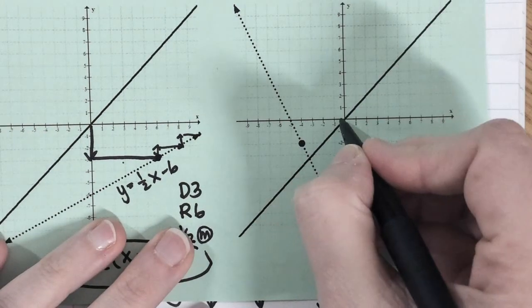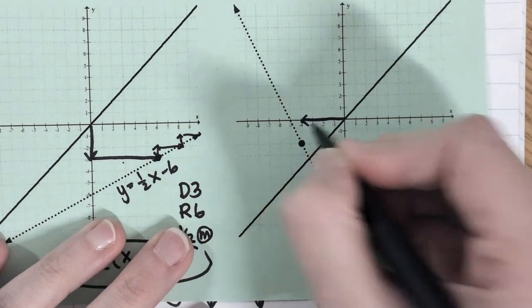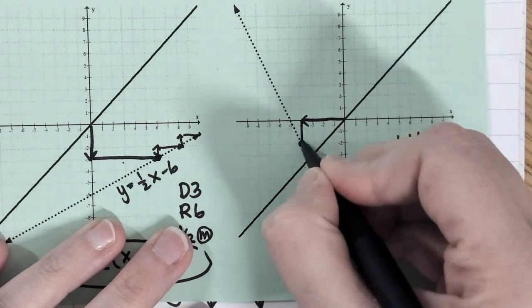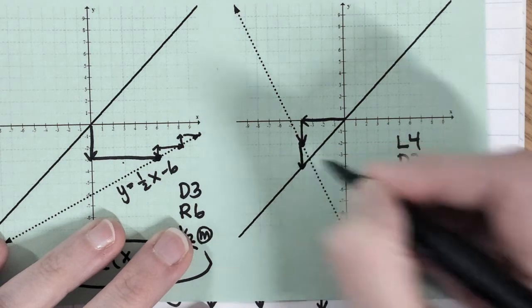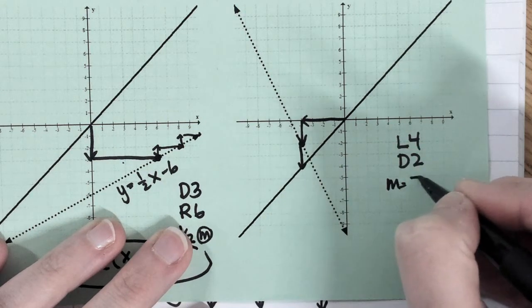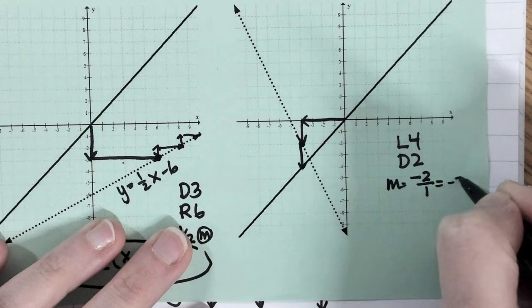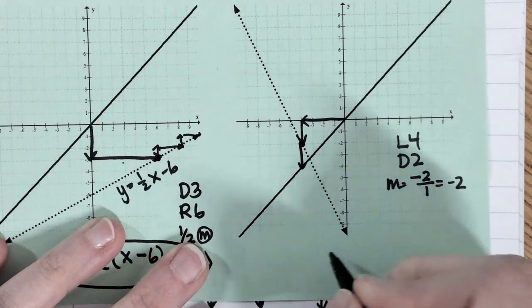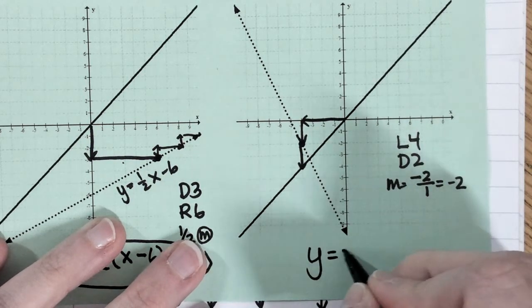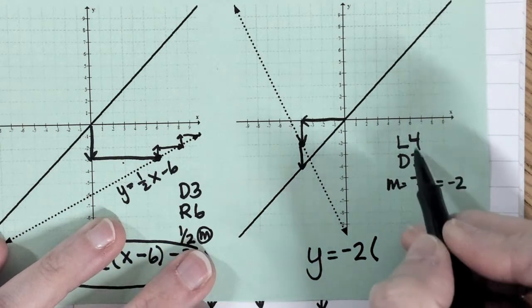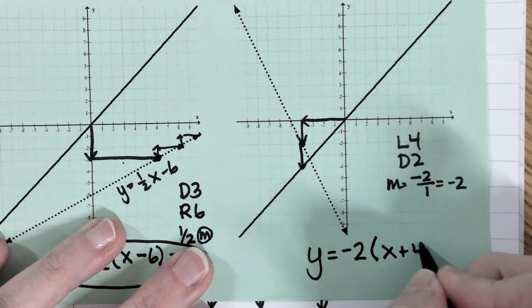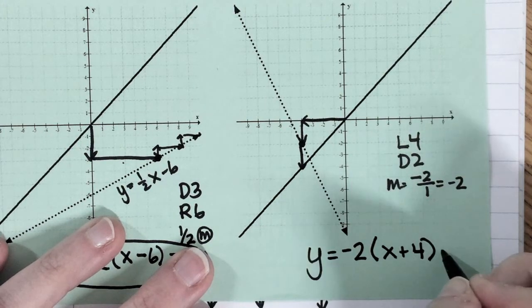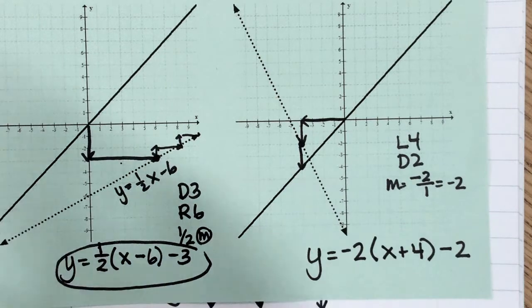Okay, so let's think about this. If I go here, I had to go left 4, down 2. My slope is down 2 over 1, which means my slope is minus 2. So when I write my equation, I'm going to write y equals minus 2, parentheses. I went left 4, which looks like it's going to be minus 4, but it's actually going to be plus 4. I went down 2, so it's minus 2. All right. I know that's crazy.